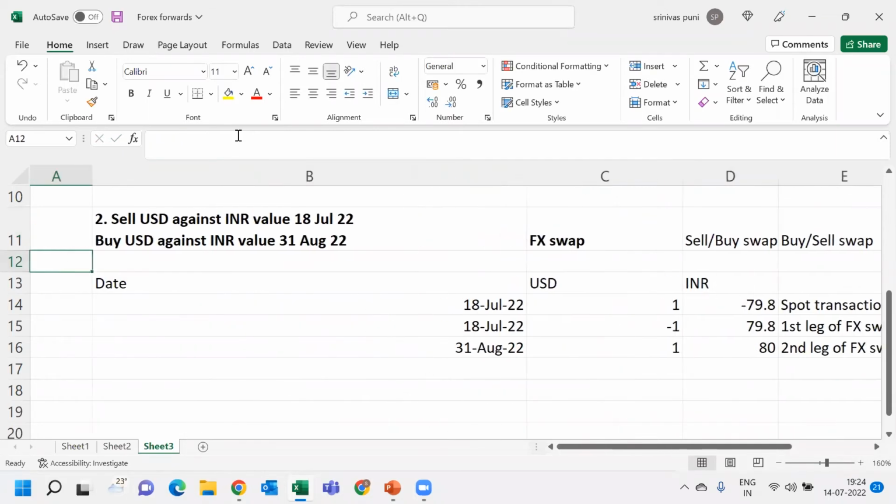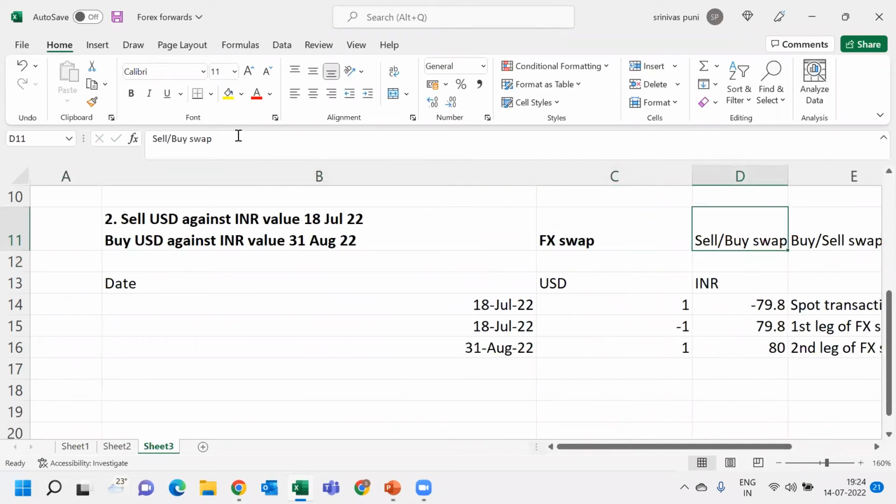Right? In a sell buy swap, you end up buying dollars for the future date. In a buy sell swap, you are buying dollars in the near term and selling dollars in the future. So this is how markets actually transact, right? This is the forward market. The forward market is also called, in interbank terminology, the FX swap market. It doesn't give you a rate, it gives you the difference.